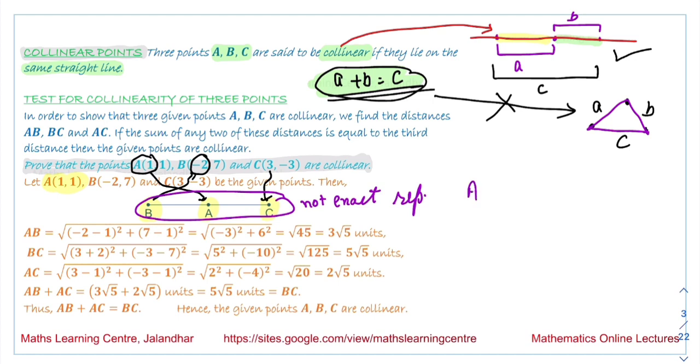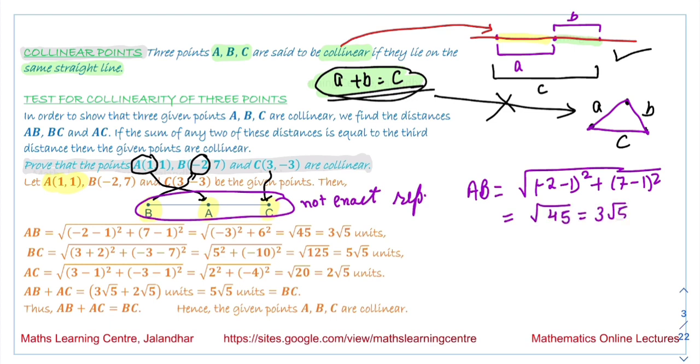When we calculate the distance between A and B, the formula we know gives the square root of (-2 minus 1) squared plus (7 minus 1) squared, that is equal to square root of 45, that is equal to 3 root 5 units. Similarly, we calculate the distance between B and C. We apply the formula, obtain this expression, and the answer is 5 root 5 units. Then the distance between A and C comes out to be 2 root 5 units.